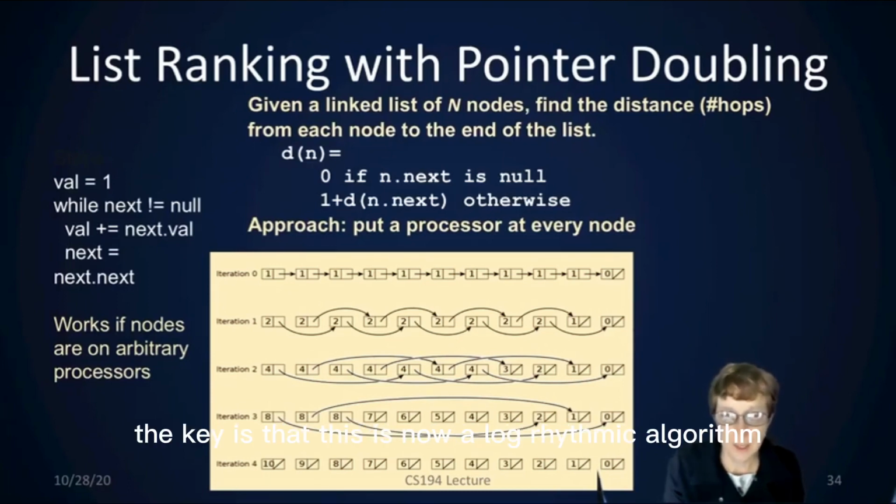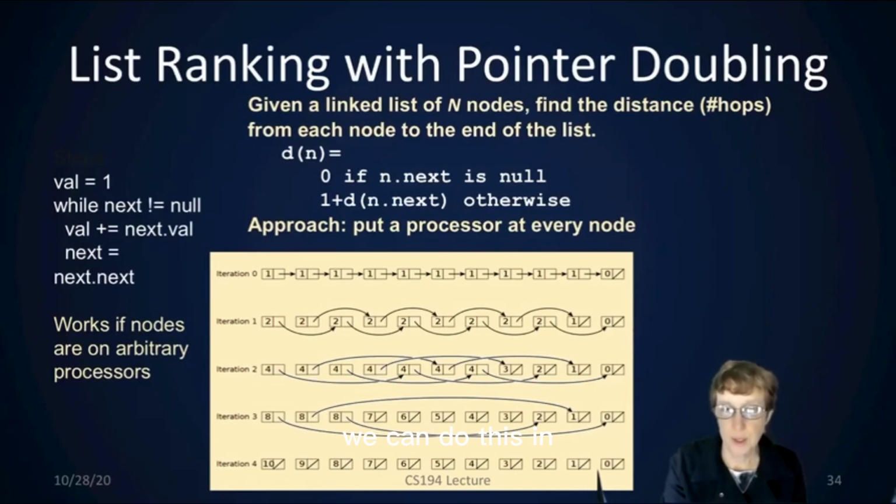So the key is that this is now a logarithmic algorithm. It is log in the number of list elements if we have an unbounded number of processors, and it's logarithmic in the number of processors even more generally. And so we can do this in log n time on our idealized parallel machine. So any questions about that?